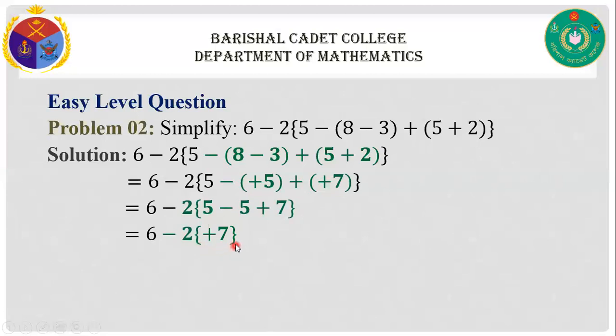Here second bracket will be removed, and before the second bracket we have minus 2 into 7. So 2 into 7, and here is negative sign, so it is negative. 6 minus 14. 2 into 7, 14. So 6 minus 14 is minus 8. So our simplification result is minus 8.